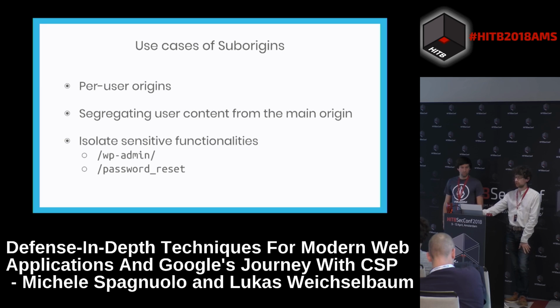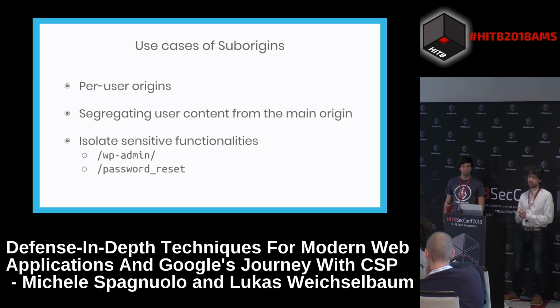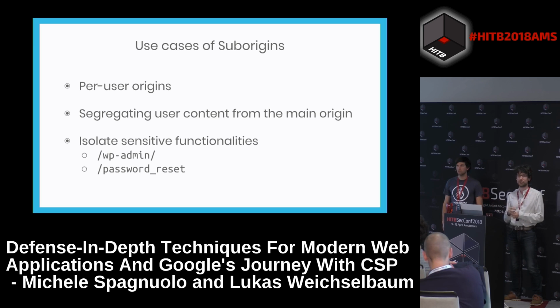It can be used to segregate user content from the main origin. Let's say that, okay, if you have user content, you should really use another domain, right? Like googleusercontent.com or githubusercontent.com or the .io. But let's say you really can't and you have /usercontent/. Well, then in theory, you could use suborigins to make it exactly like it was another origin.